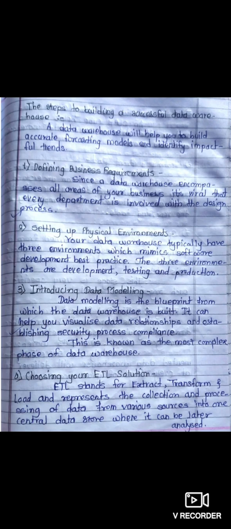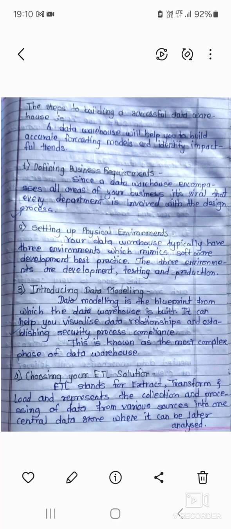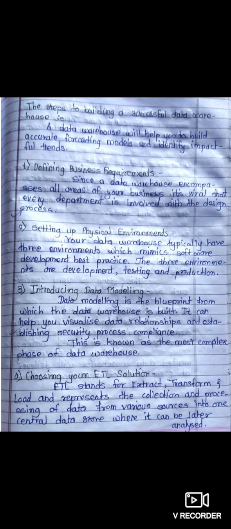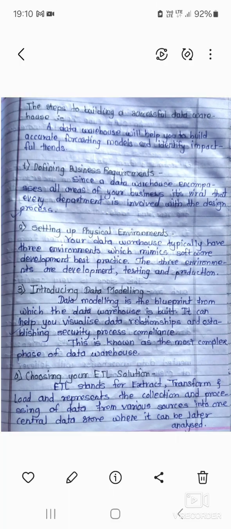Next is introducing data modeling. Data modeling is the blueprint from which the data warehouse is built. It can help you visualize data relationships and establish security and process compliance. This is known as the most complex phase of the data warehouse. Next is choosing your ETL solution. ETL stands for extract, transform, and load. ETL represents the collection and processing of data from various sources into one central data store where it can be later analyzed.